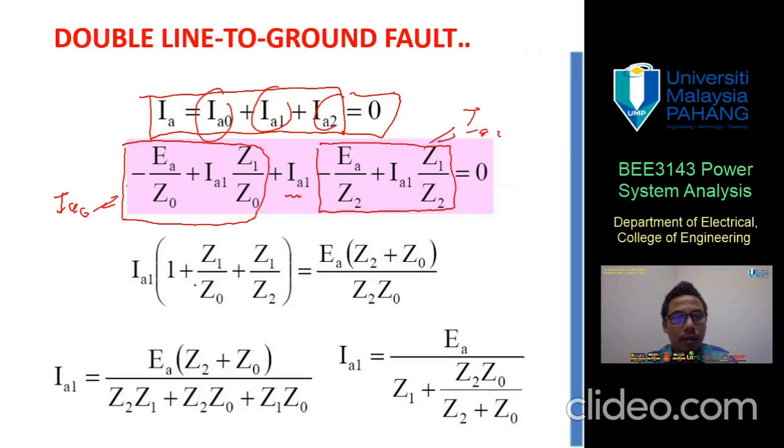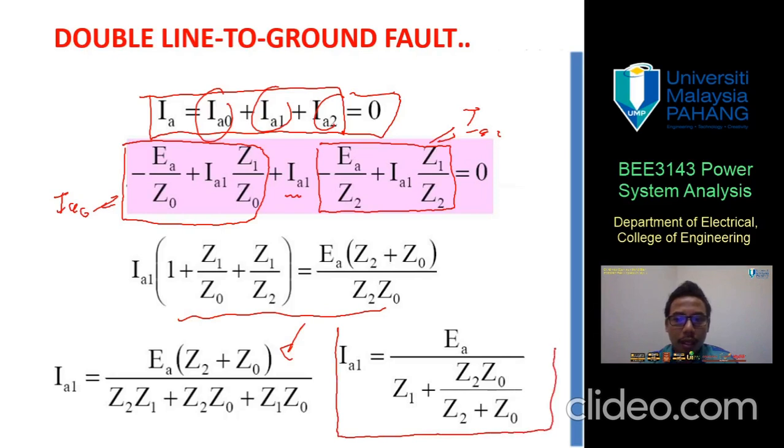Just substitute all the values here and we finish. Okay, then we solve all the equations here, and finally we get IA1 equal to EA over Z1 plus Z2 multiplied with Z0 over Z2 plus Z0. So this is the equation that we get for double line to ground.